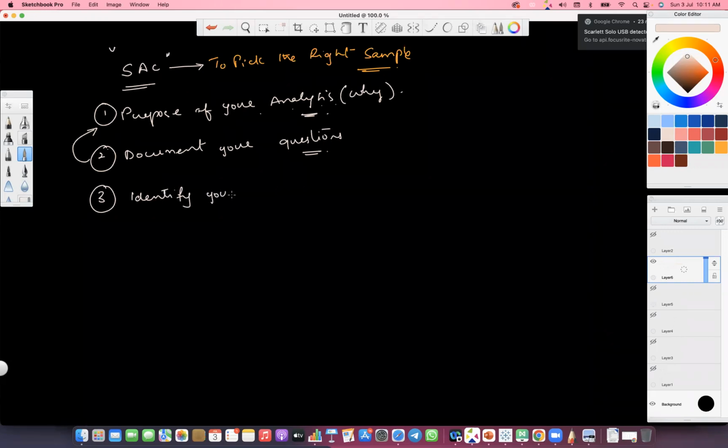Now, after documenting your questions, you need to identify your POI. So POI full form is population of interest. Now, I will be giving you one simple example of document your questions. I will be telling you.